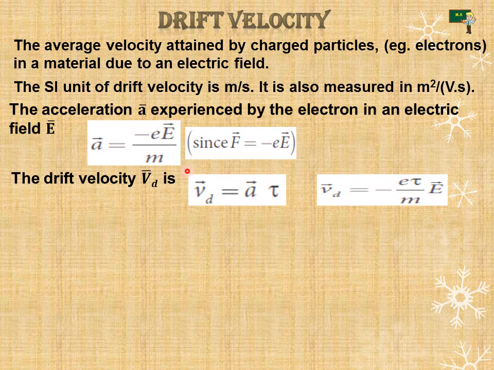We put this value here. Instead of a vector, we put this value here. And Vd is equal to minus mu E vector.